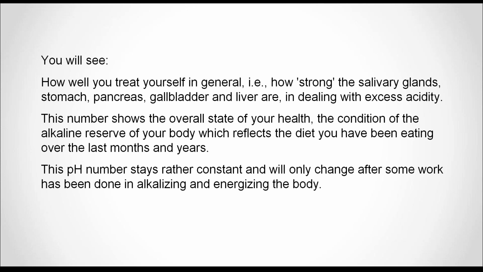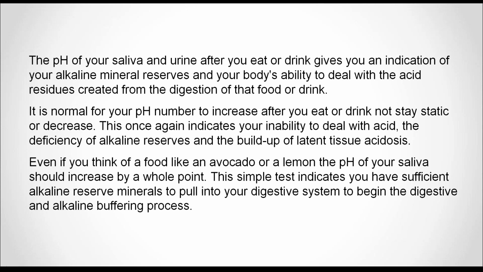The pH number stays rather constant and will only change after some work has been done in alkalizing and energizing the body. The pH of your saliva and urine after you eat or drink gives you an indication of your alkaline mineral reserves and your body's ability to deal with the acid residues created from the digestion of that food or drink. It is normal for your pH number to increase after you eat or drink and not stay static or decrease. This once again indicates your inability to deal with acid, the deficiency of alkaline reserves and the buildup of latent tissue acidosis.